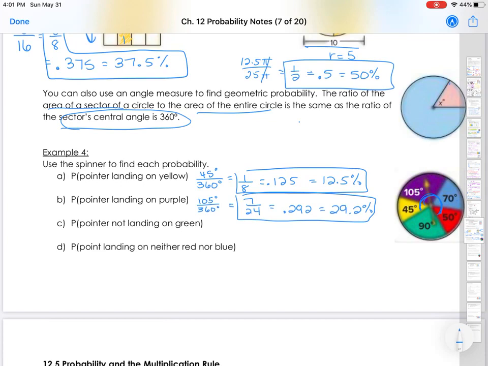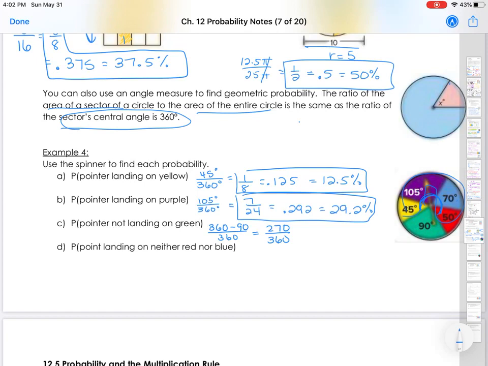This is a little more challenging. The probability of not landing on green, that would be landing on literally anything but green. So it would be the 45 and the 105 and the 70 and the 50. I'm going to land on any of these guys. I could add 45 plus 105 plus 70 plus 50. That would be fine to give me my top number.